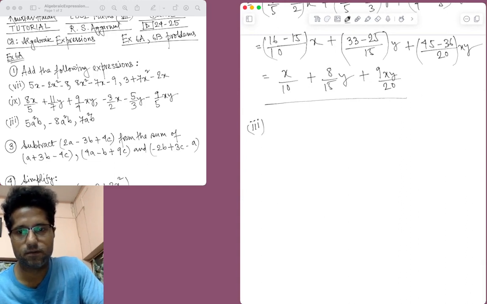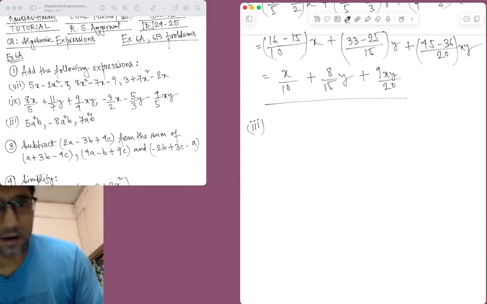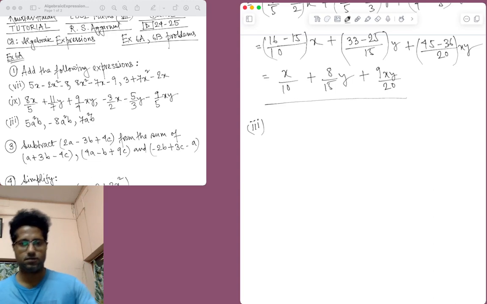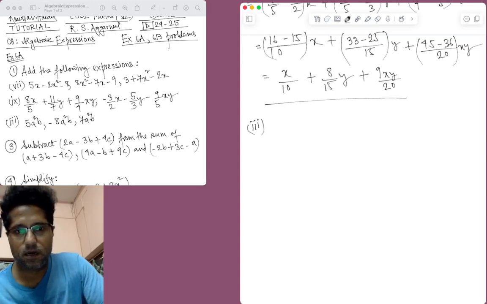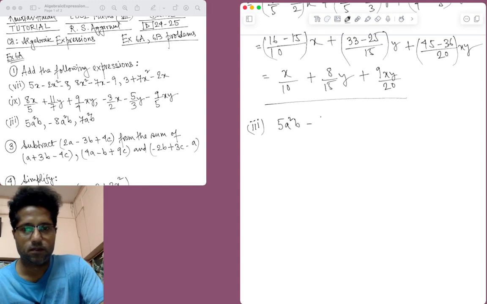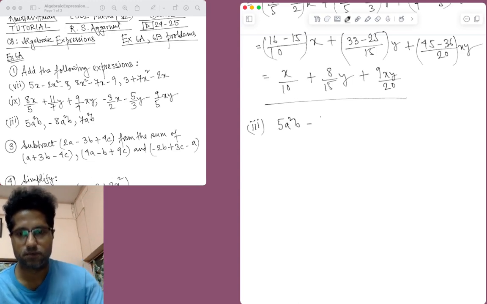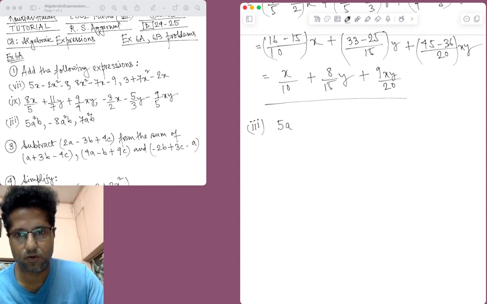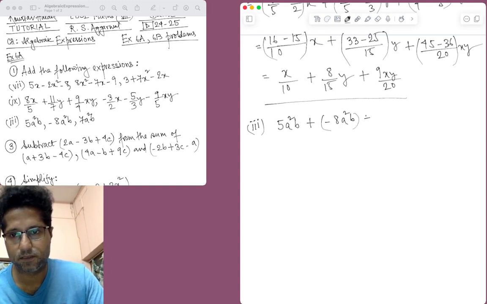This is an easier one. So we have to add these three expressions, where each expression is a monomial, we can see, and clearly they are like terms. So we have to find 5a square b minus, now remember that these are the algebraic expressions. So when we do addition, I hope this is clear to you, we are actually doing plus minus 8a square b plus 7a square b.